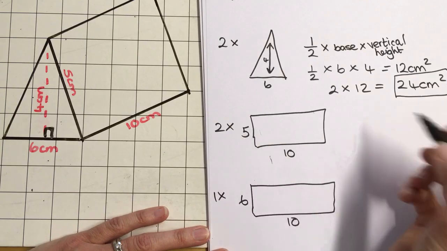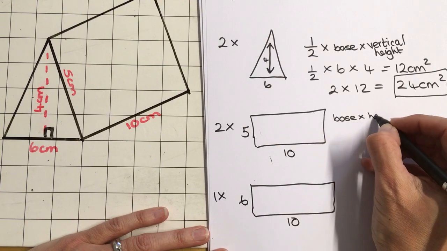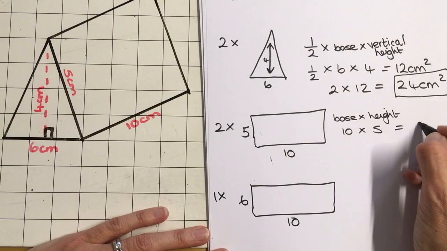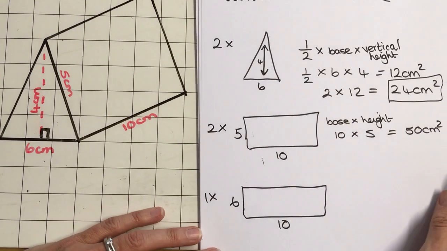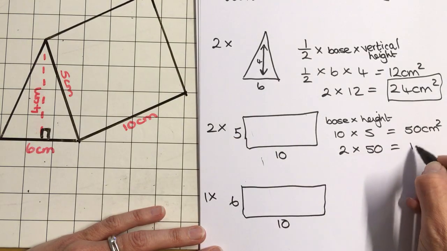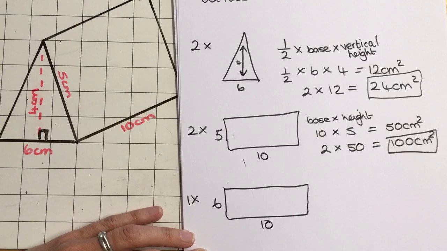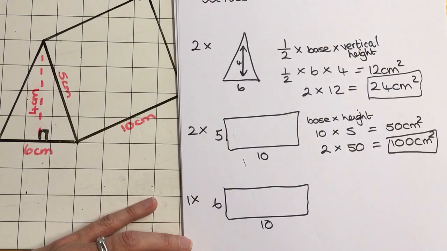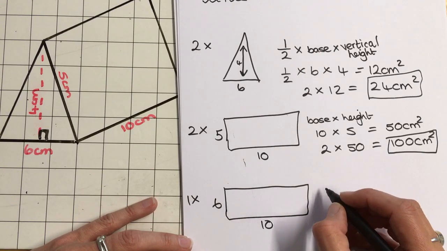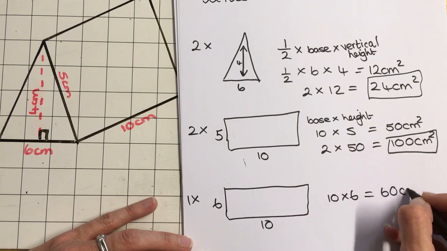Then we have 2 rectangles, and the area of a rectangle is base times height. So we have 10 times 5, which is 50 centimeters squared. And we have 2 of those, so 2 times 50 is 100 centimeters squared. That's the area of our 2 rectangles. And then we have one more rectangle, which is the base. So it's a 6 by 10, which is 60 centimeters squared.